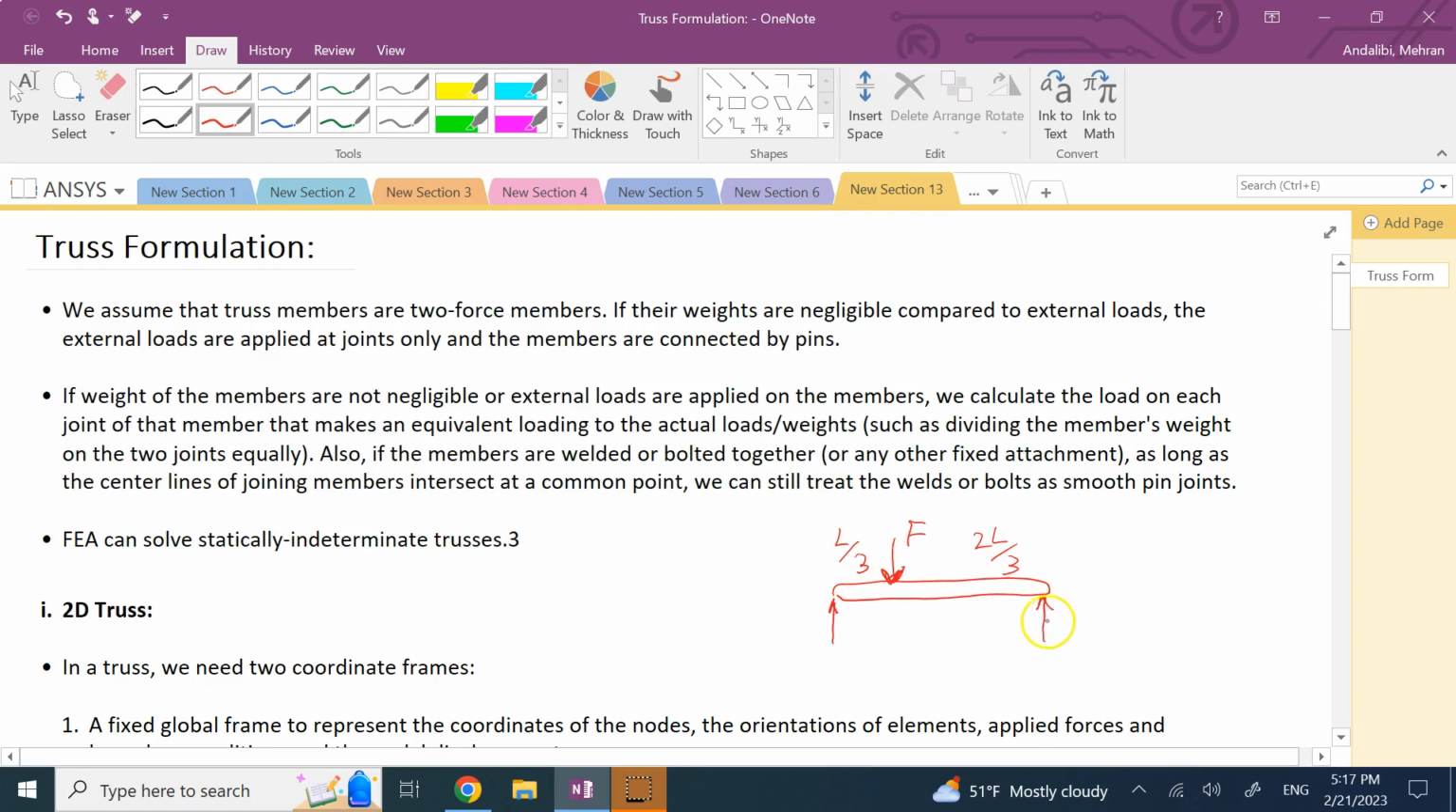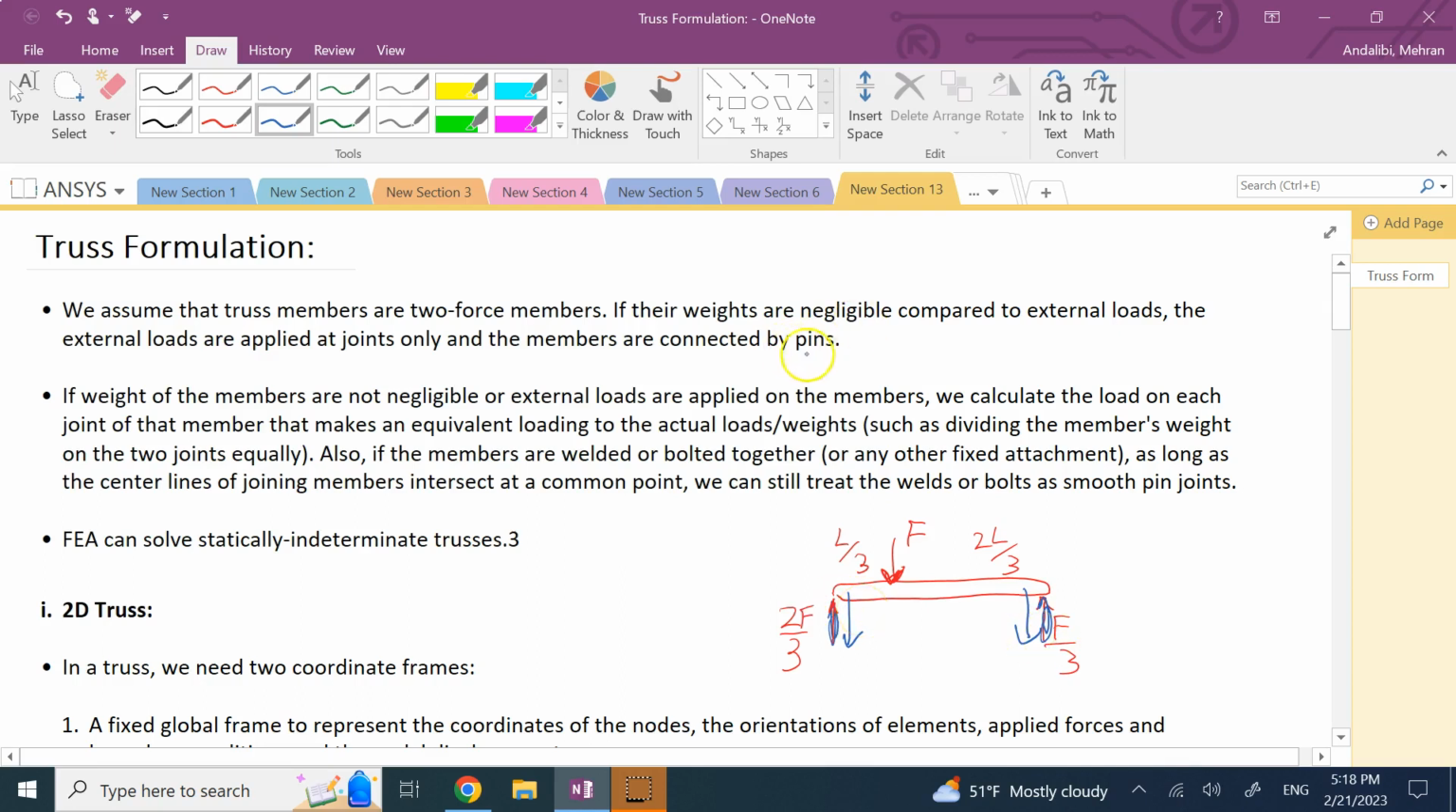So this guy is going to be the bigger one. This guy is going to be the smaller one. So this guy is going to be 2F/3, and this guy is going to be F/3. Now in this case, since you're replacing it, these forces should be downward to replace the actual F. So you replace them like this. Instead of upward, you make them downward. Okay, so you can break the force and use equivalent loads on the joints.